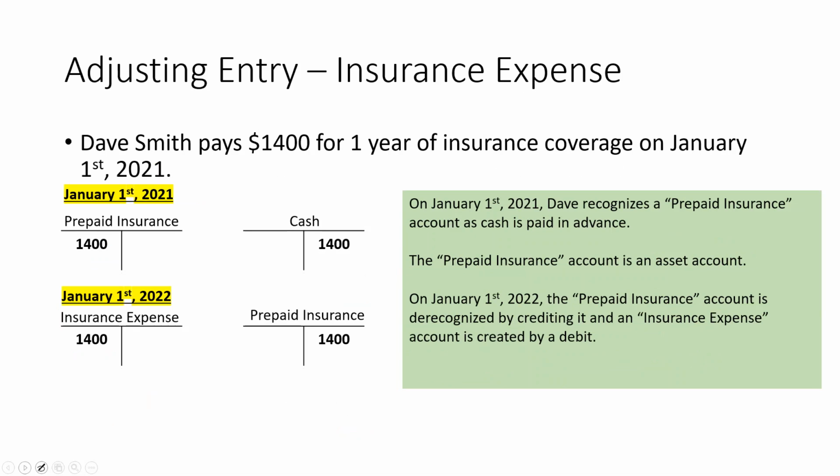Let's look at one last example. Let's look at insurance expense. Let's say Dave Smith pays $1,400 for 1 year's insurance coverage on January 1st, 2021. In this case, just like prepaid rent, we're going to recognize prepaid insurance for $1,400. He's paid cash for $1,400, so we credit cash. Debit prepaid insurance, credit cash. And just like before, that prepaid insurance on January 1st, 2022 will turn into an expense. So on January 1st, 2022, you recognize insurance expense and you credit prepaid insurance to get rid of it. Essentially, that's all you do.